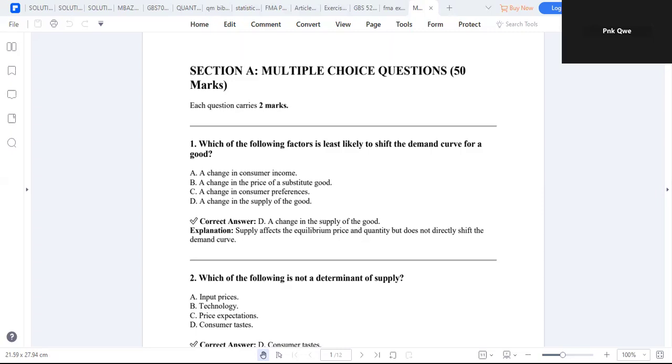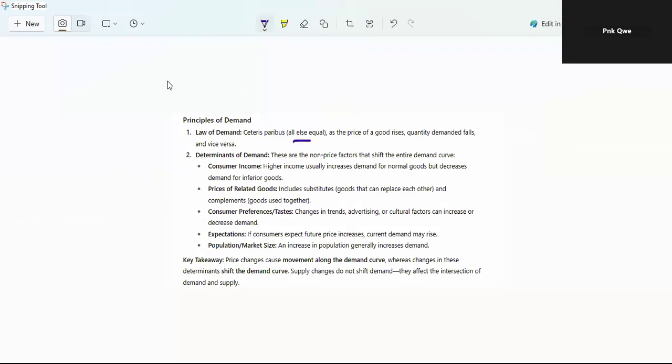So, of these determinants of demand, only what? Price does not cause a shift. That one causes a movement along the demand curve. The shift can be to the right or to the left, depending on whether there is an increase or decrease. I repeat, we use the Latin term ceteris paribus, which means all things equal.